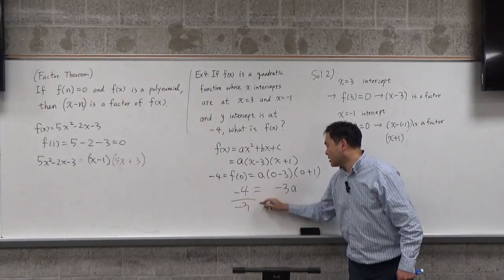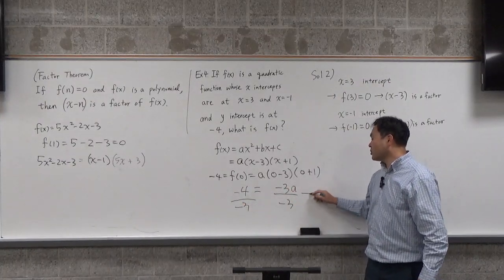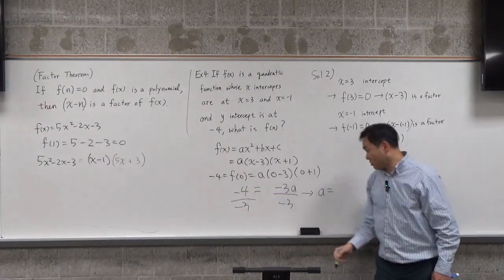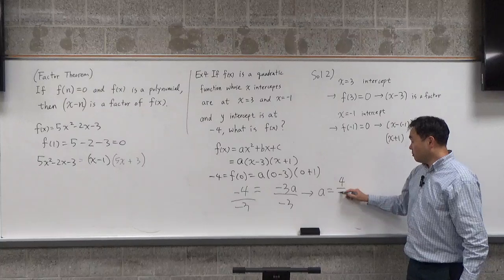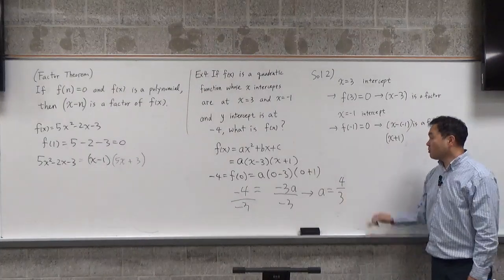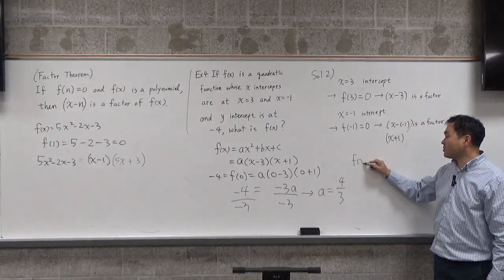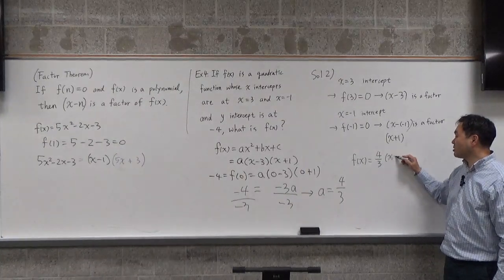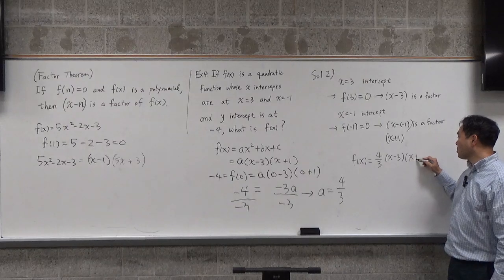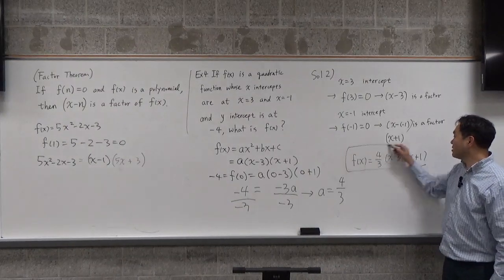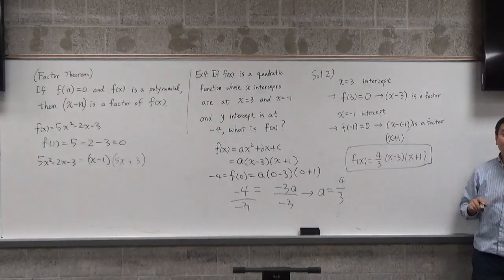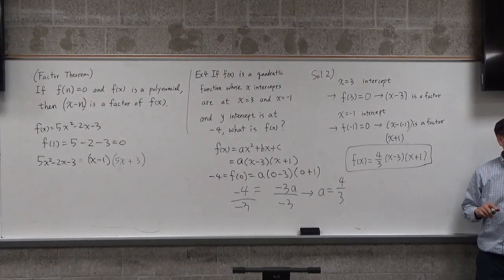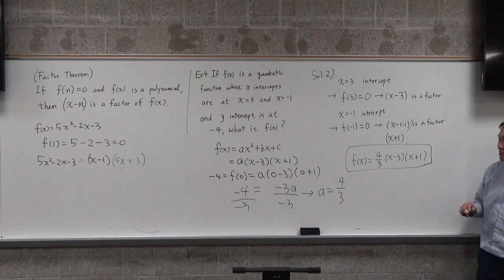Divide both sides by negative 3. And now you have a as, well, negative negative cancels. You get a as 4/3. And therefore the final answer is f of x equals 4/3 times x minus 3, x plus 1. Done. Okay, so with the factor theorem, it looks a lot easier, right? Factor theorem makes it easier.